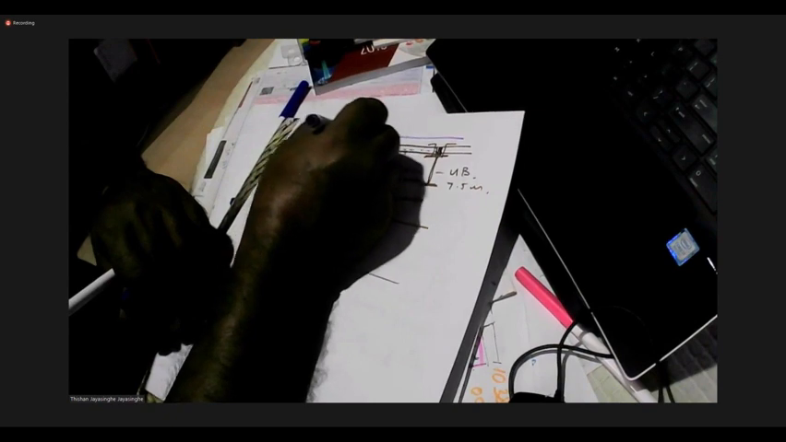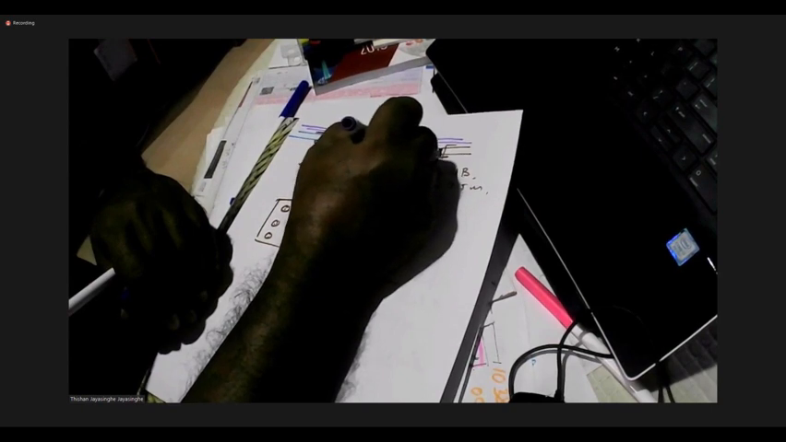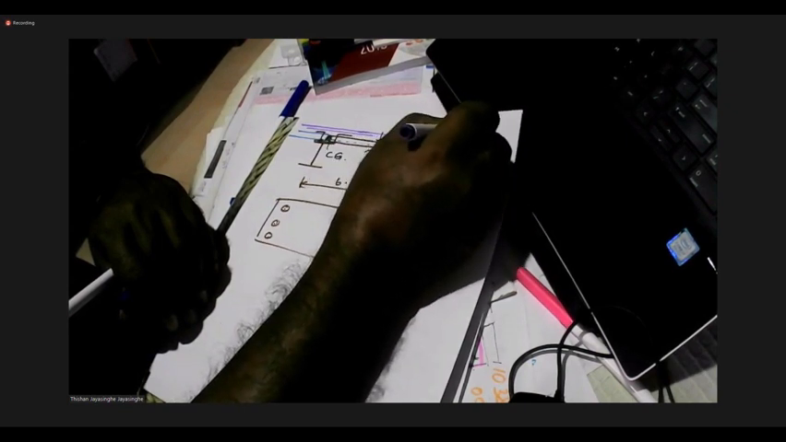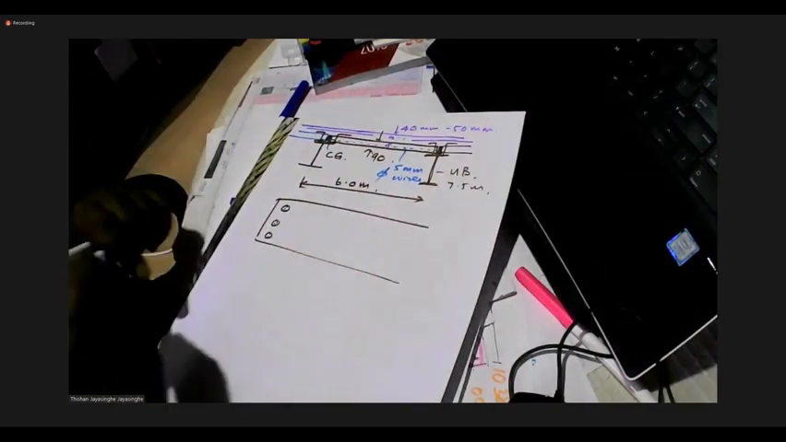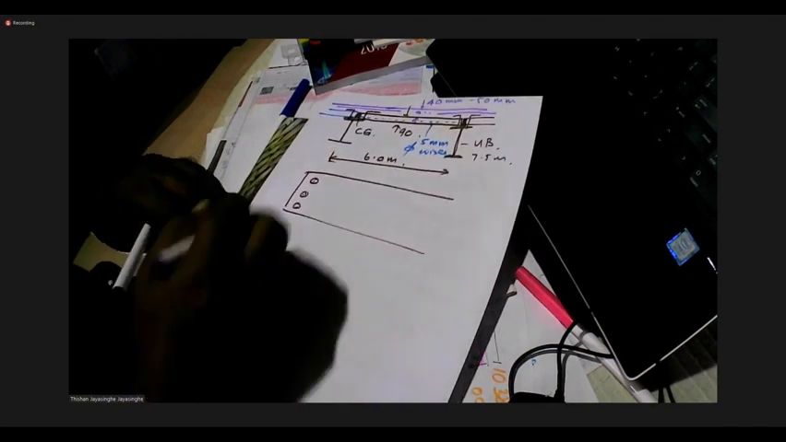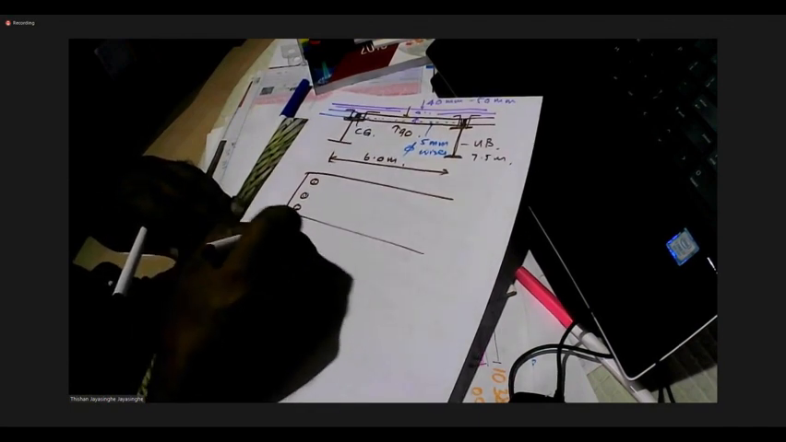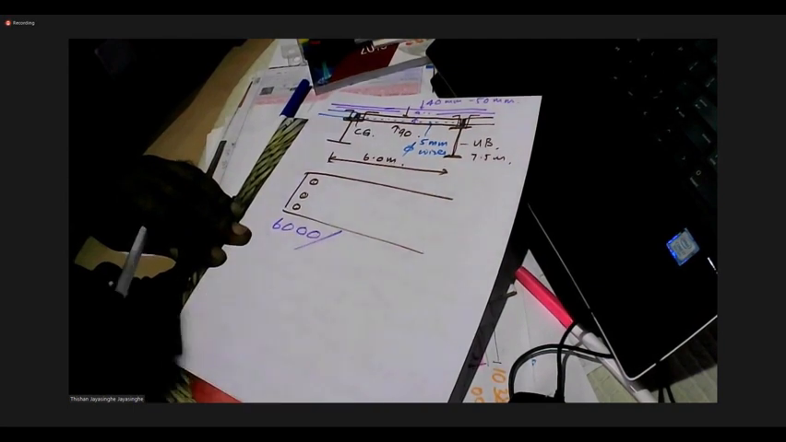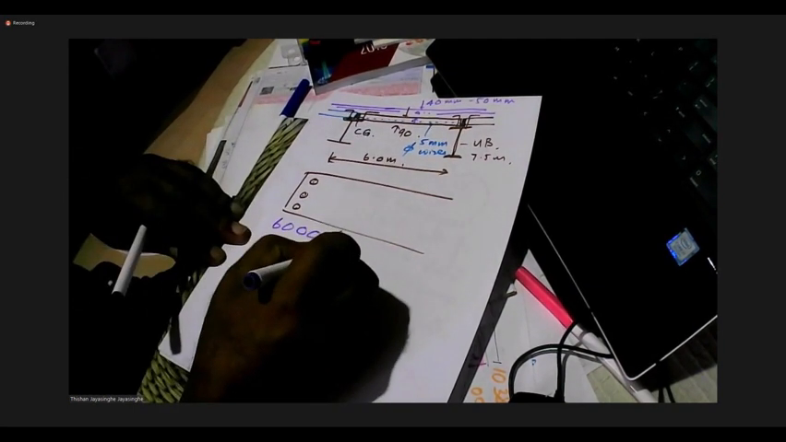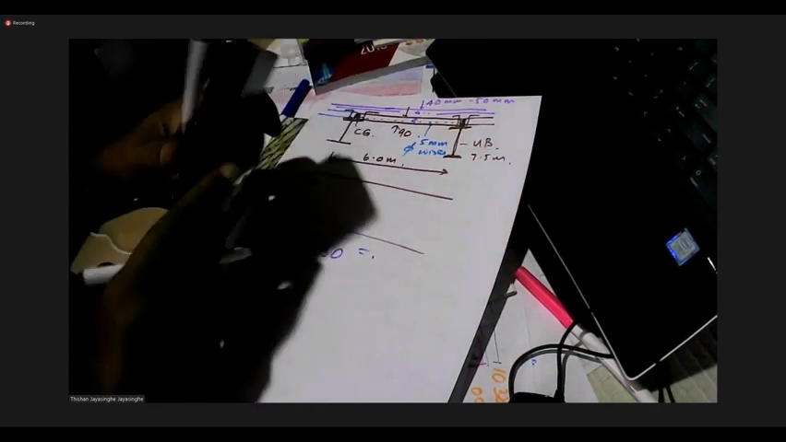Then we added continuous reinforcement, and we added 40 to 50 millimeter screed. So it can be 40 or 50. So we got a slab with a thickness of only 130. The span over depth ratio was 60.